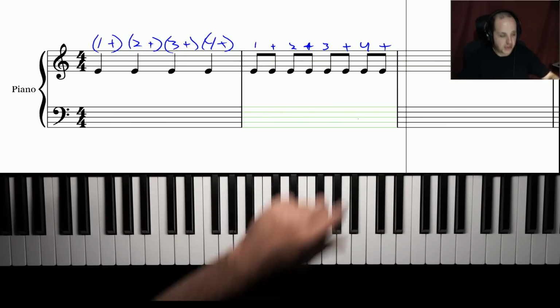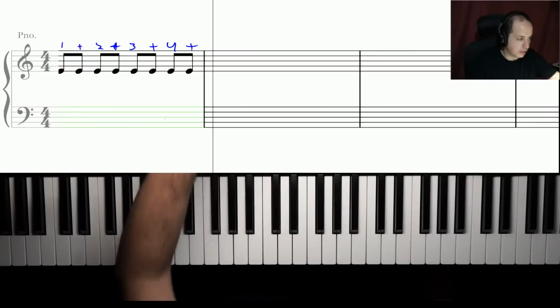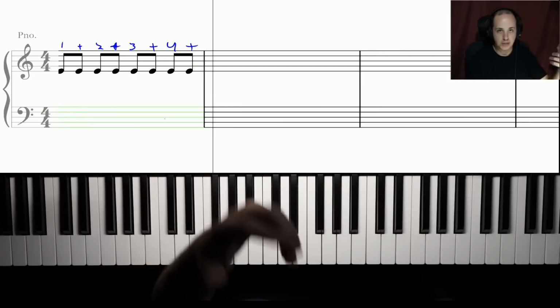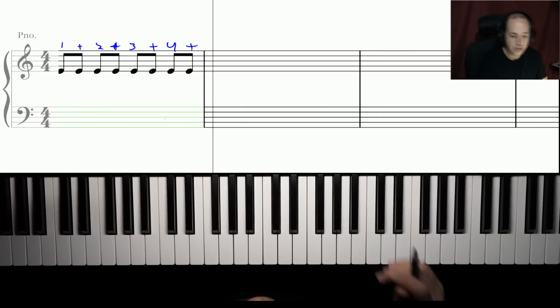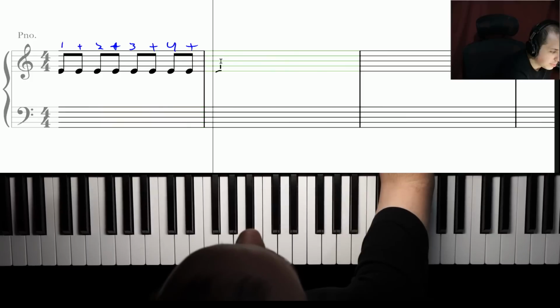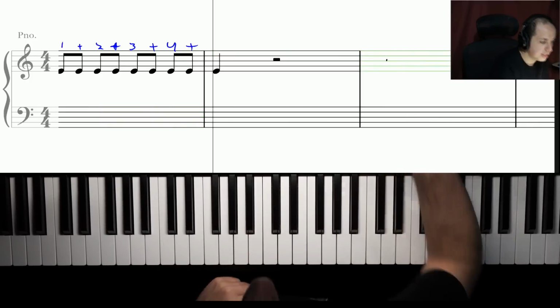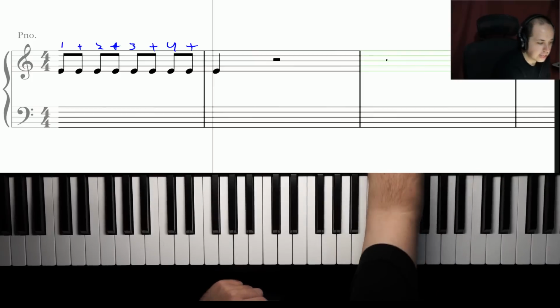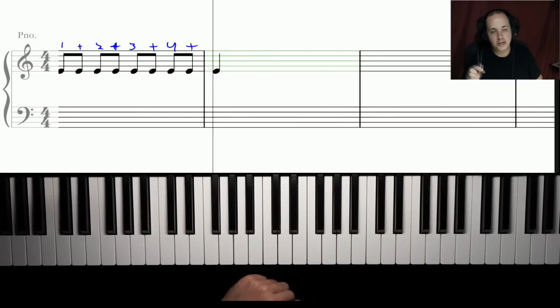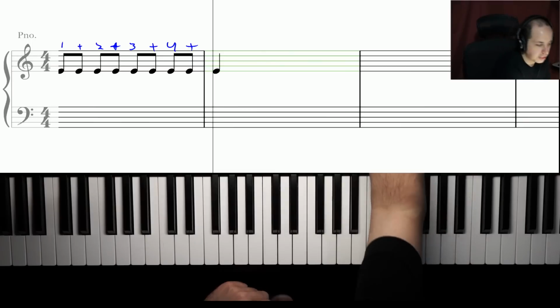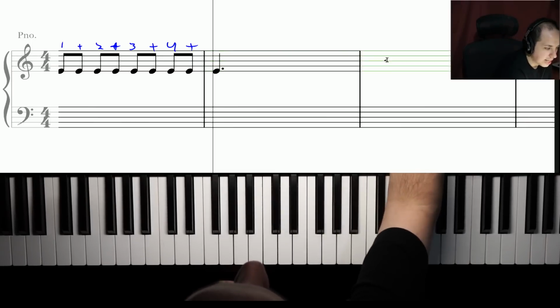You can do the same thing. In fact, I recommend you do the same thing with other types of rhythms as well. So say you had a dotted quarter note. Now, if you don't know what a dotted quarter note is, I'm actually going to put a playlist here, both at the end of the lesson and in the description. It's a playlist where I explain how to count these different rhythms.